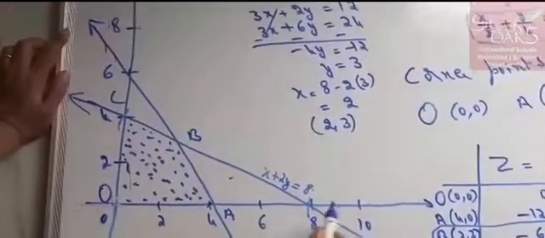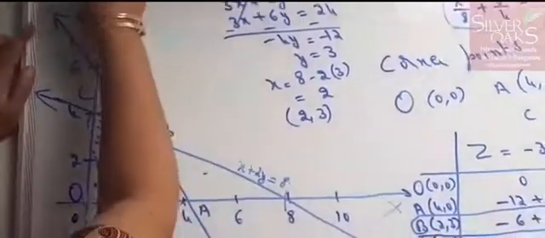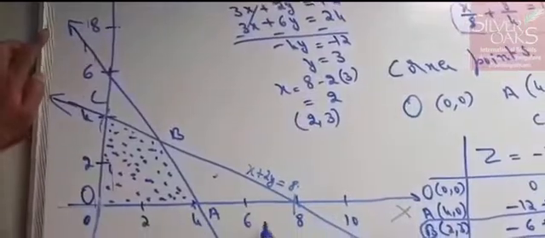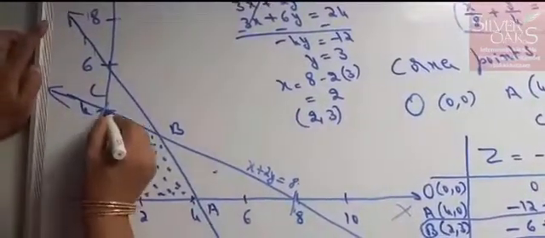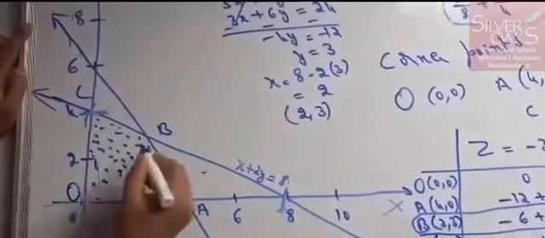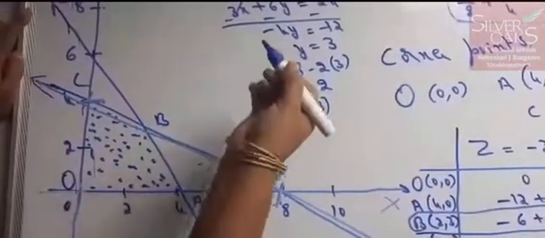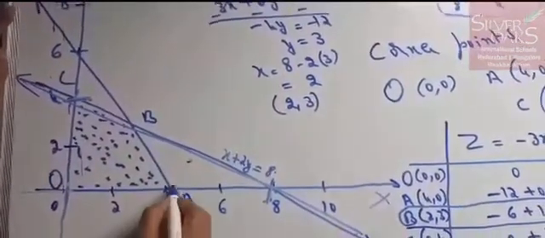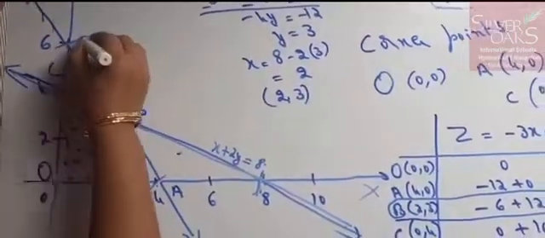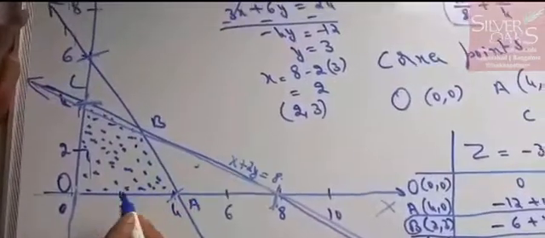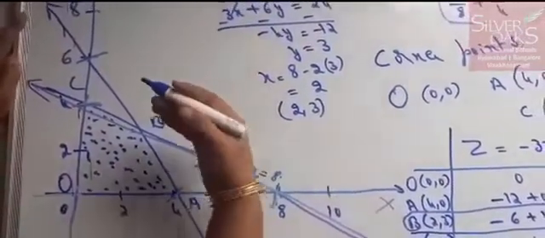This is origin, positive x-axis, positive y-axis. So for the first line, since x-intercept is 8 and y-intercept is 4, mark them and join these 2 points. Same way for the second constraint, since x-intercept is 4 and y-intercept is 6, join these 2 points, you will get the second constraint.